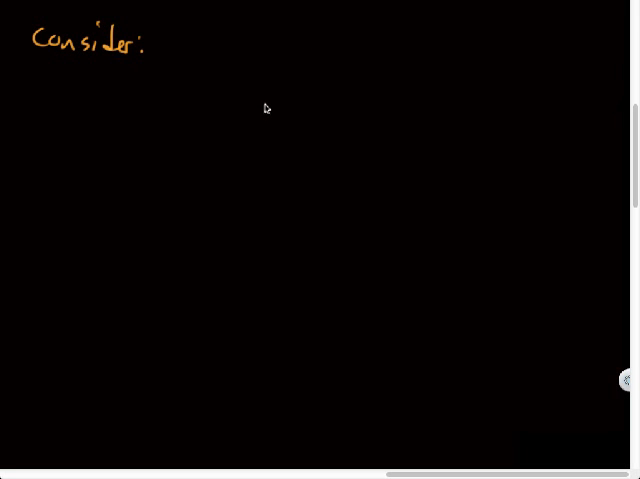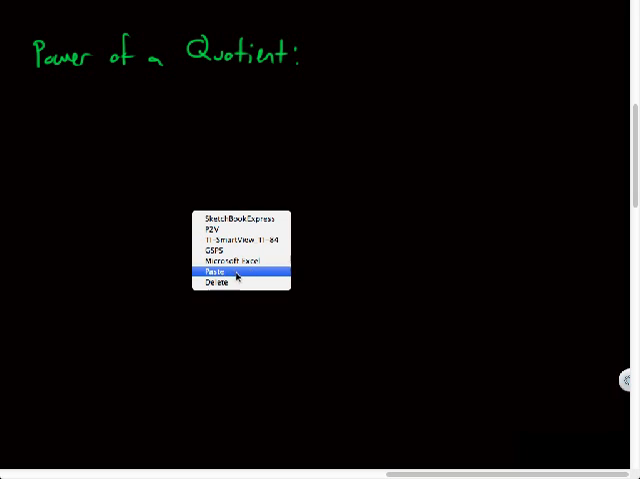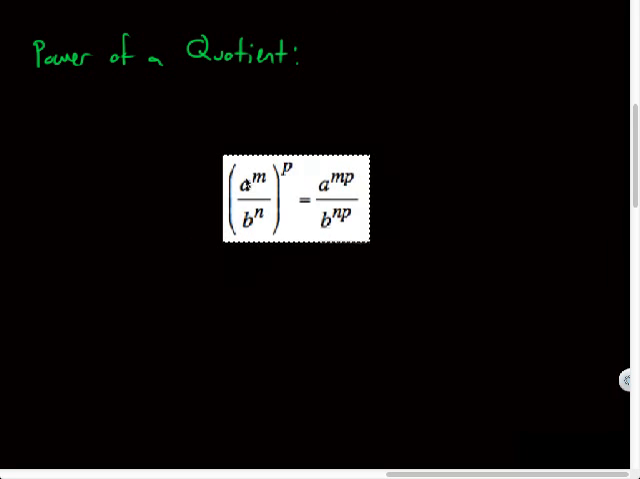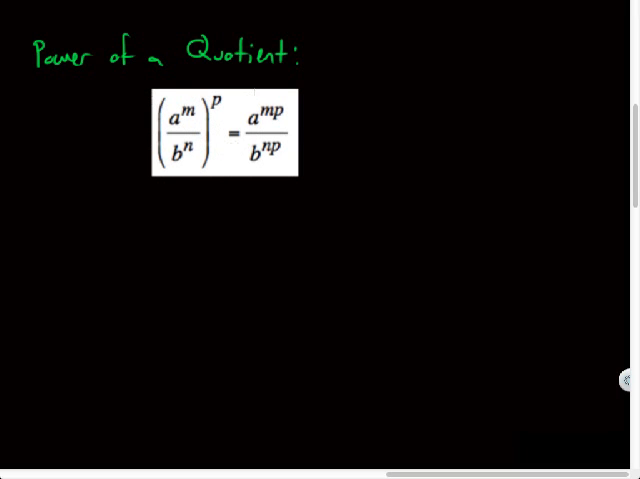I don't think I even need a consider for this. I think I'm just going to give you this property, the power of a quotient. And you might realize all these words are mixed and matched. The order of them is significant. So if I have a fraction of powers all raised to another power, I just view this as a little bit distributive, where you can multiply both of those by that power.